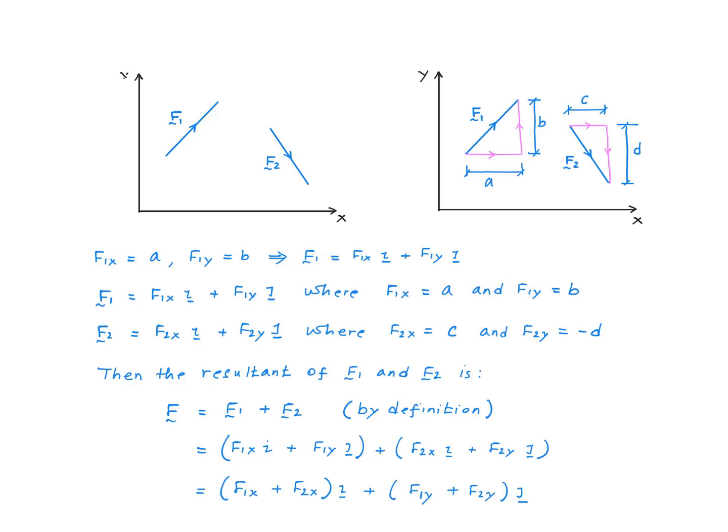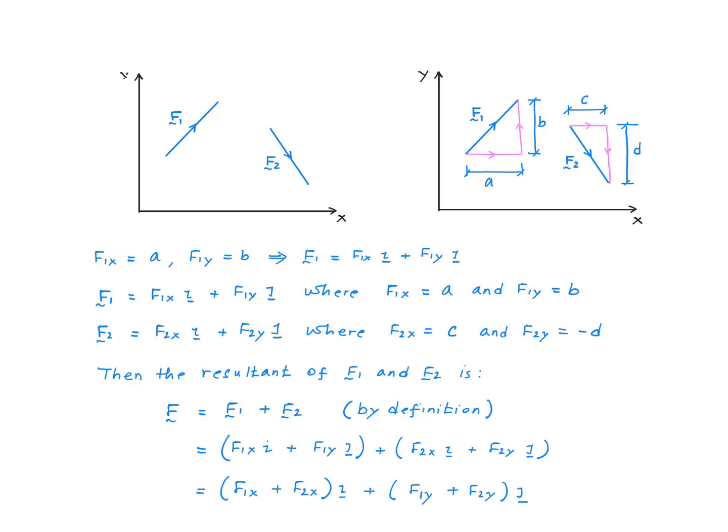Say the absolute values of these distances are A, B, C, and D. Then we see the x component of F1 is A, the y component of F1 is B, the x component of F2 is C, the y component of F2 is minus D because the arrow is pointing downward. Denoting the x component of F1 as F1x and the y component of F1 as F1y, F1 then is F1x times i plus F1y times j, where F1x is A and F1y is B. You write F2 in a similar form.